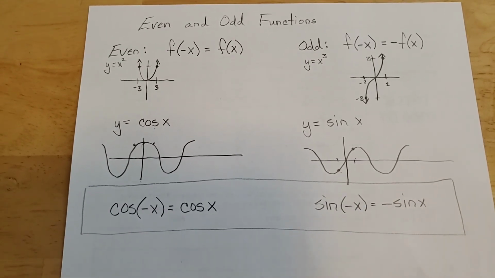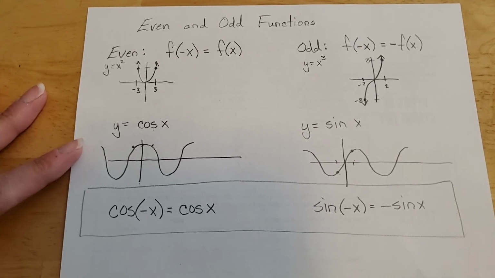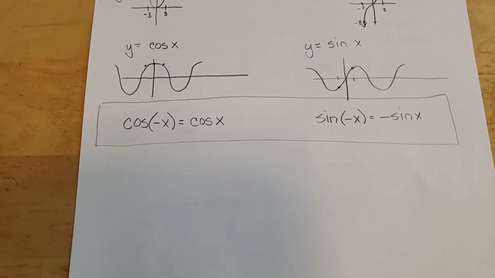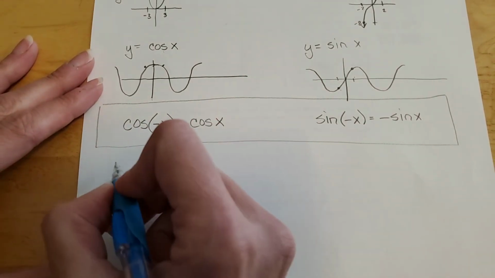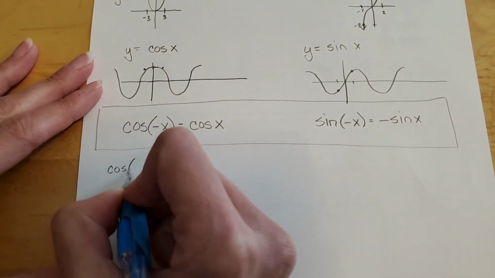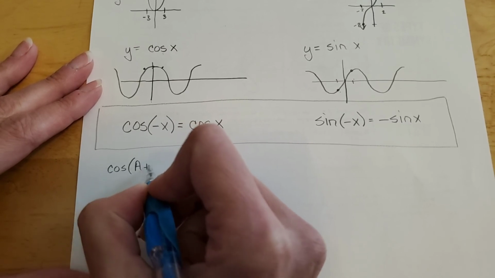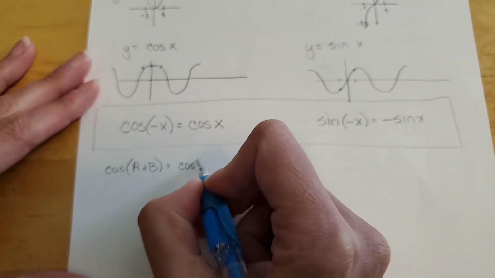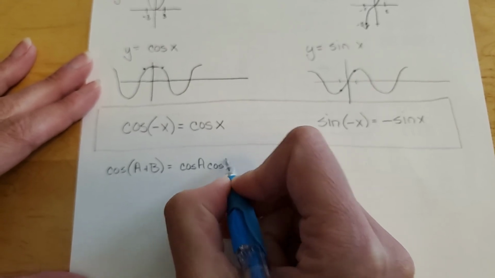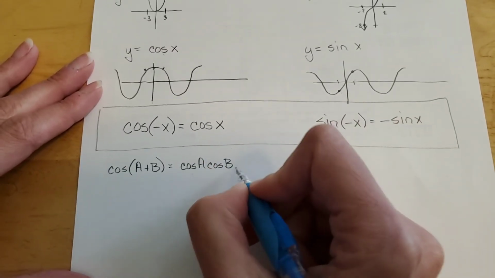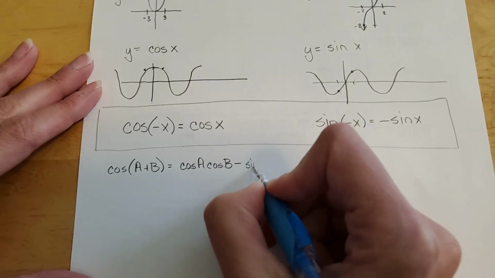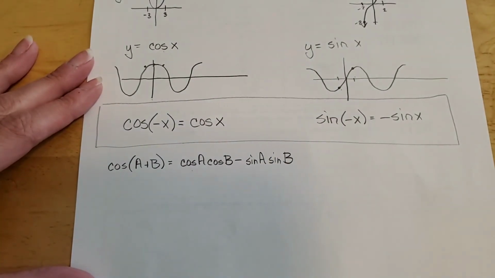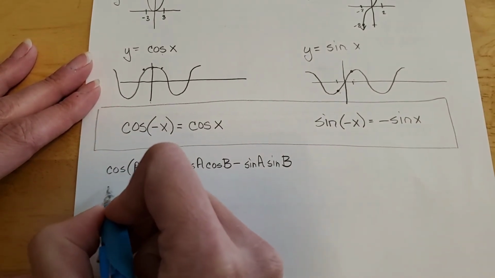There are also the sum and difference formulas for cosine and sine that we will also be recalling today. Remember that the cosine of A plus B is equal to the cosine of A times the cosine of B minus the sine of A times the sine of B. Do you remember that one? You'll just want to write that down and have that handy.